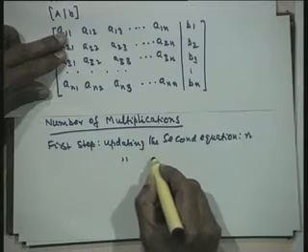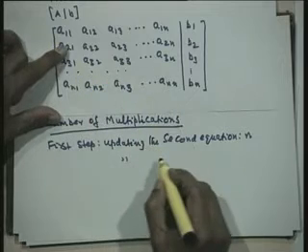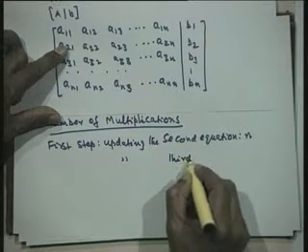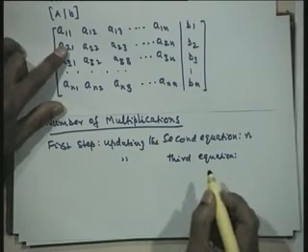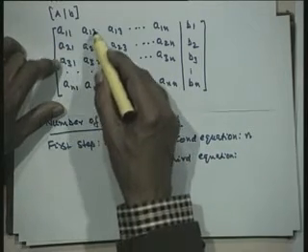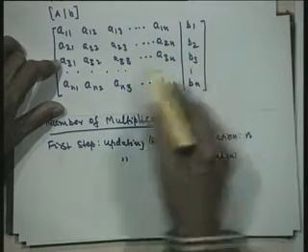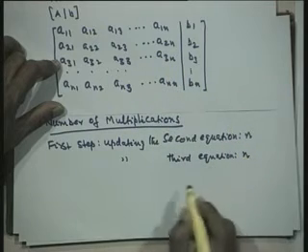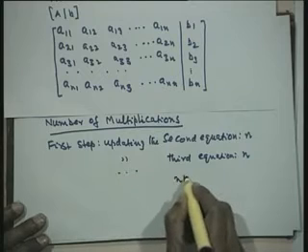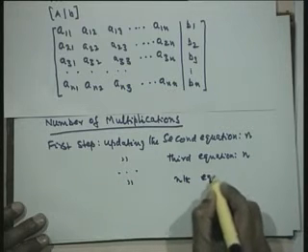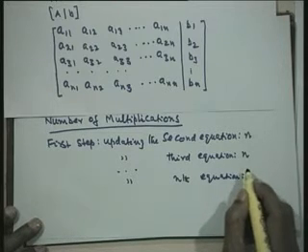Similarly, the first step requires that this element be made 0, this element be made 0, all of them. So, updating the third equation, I am now multiplying by a31 and subtracting. Therefore, I am still continuing with n multiplications and so on. For the nth equation, updating the nth equation, I need n of them.